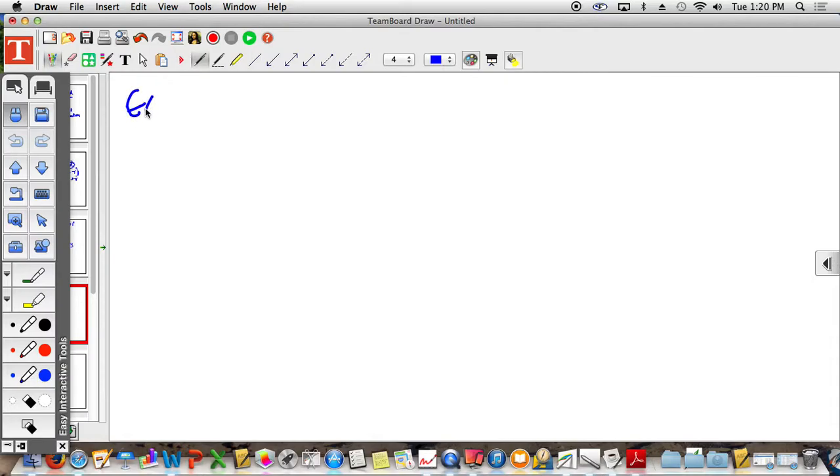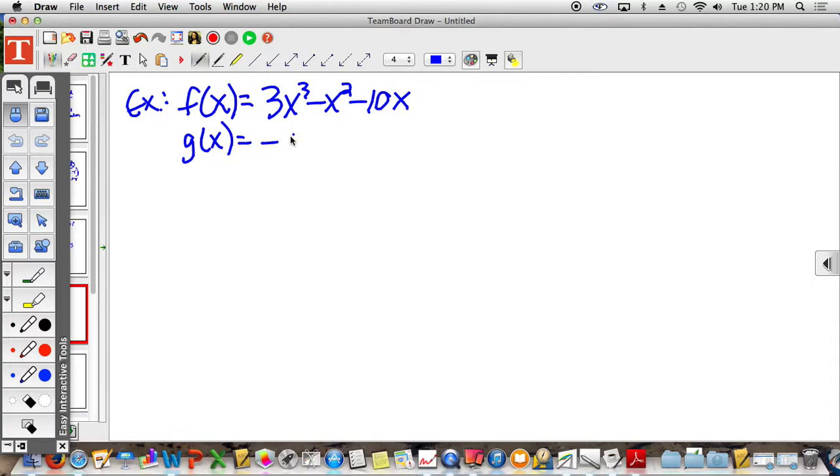All right, another example. Samari, what does it say in there? F of x equals 3x cubed minus x squared minus 10x. G of x equals negative x squared plus 2x. Okay, so we need to graph that. Would it be easier to pull stuff out at the beginning, to factor it at the beginning?